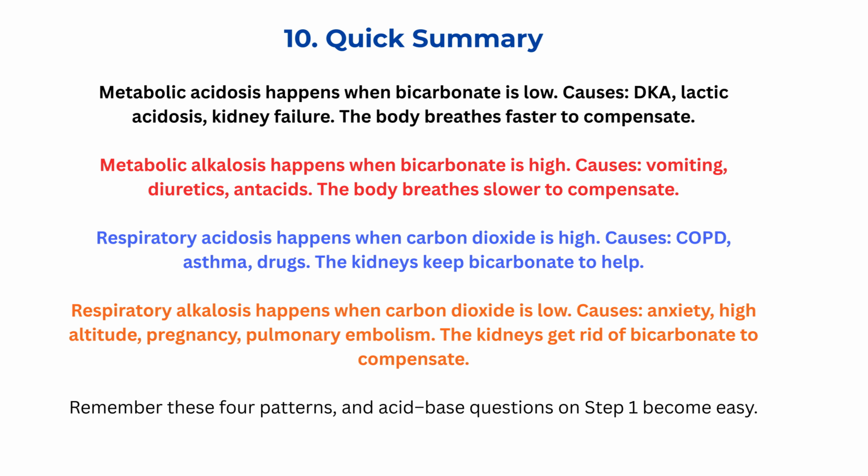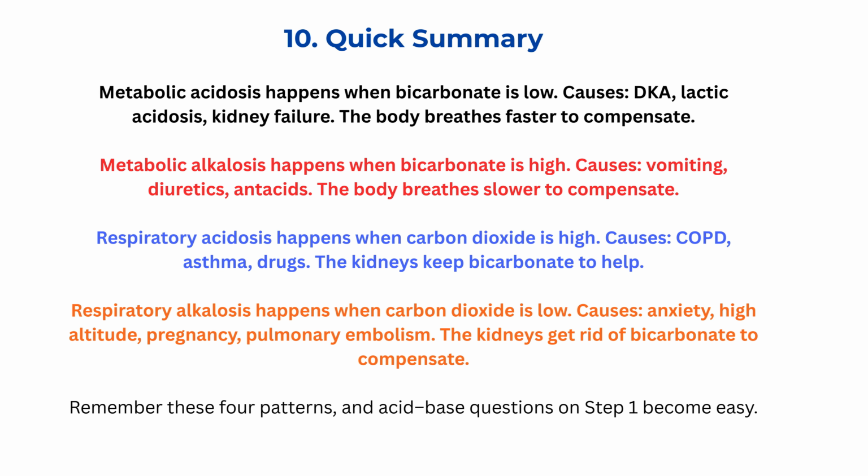10. Quick summary. Here's a quick review. Metabolic acidosis happens when bicarbonate is low. Causes: DKA, lactic acidosis, kidney failure. The body breathes faster to compensate. Metabolic alkalosis happens when bicarbonate is high. Causes: vomiting, diuretics, antacids. The body breathes slower to compensate.